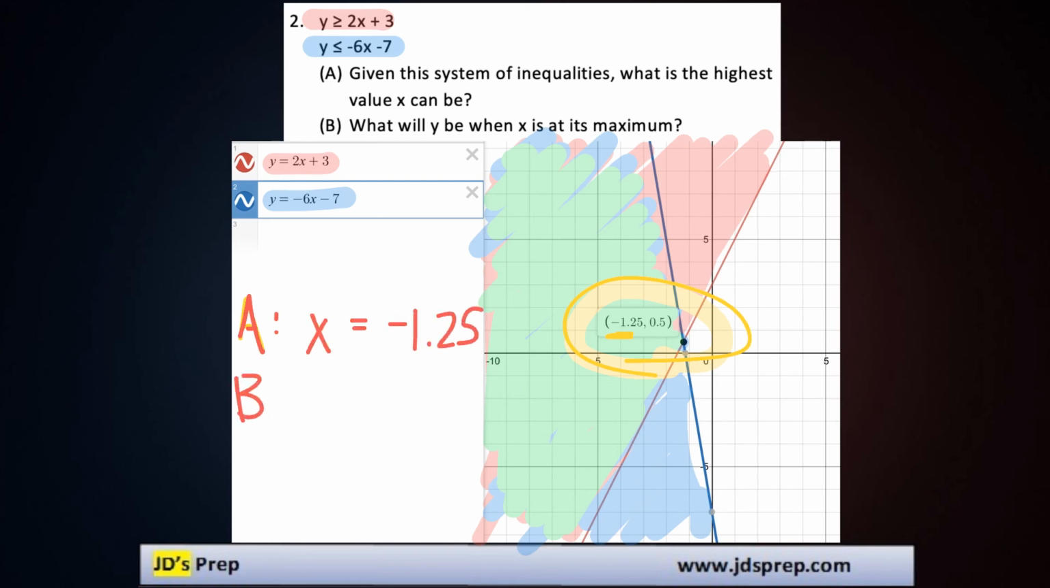For part B, what will y be when x is at its maximum? Well, that's just the y value of that point, which is 0.5.